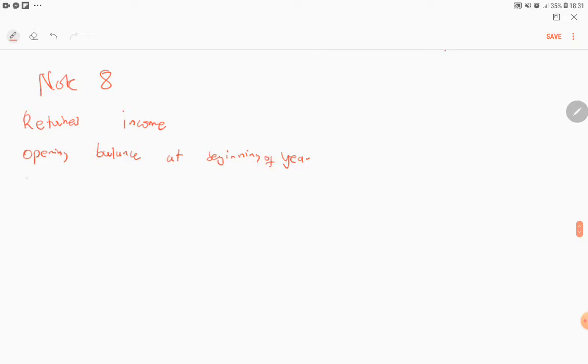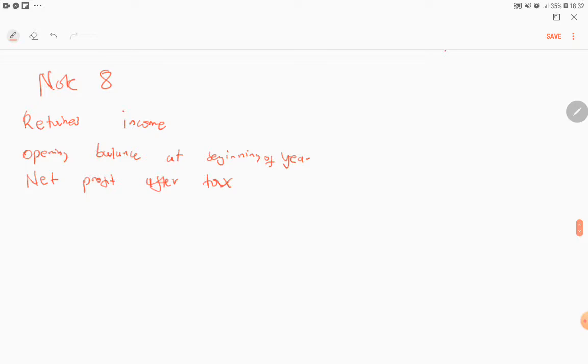And then you also include the net profit after tax. Remember, whenever a company makes profit, the profit must go to the shareholders. But if it is retained, it is included under the retained income, hence we include it.